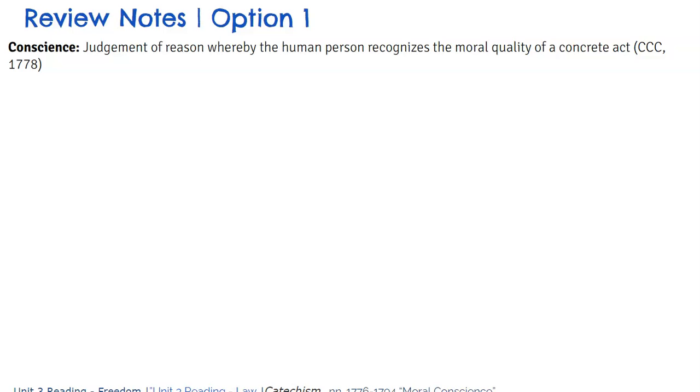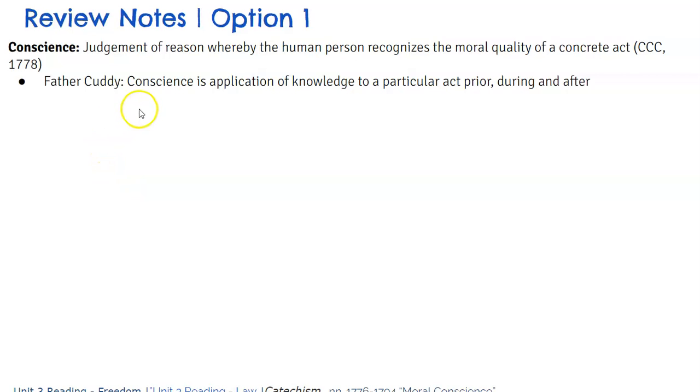We usually experience conscience a lot when we have that sense of guilt. But ideally, if you have a well-formed conscience, it should be working throughout the process of doing an action. From that little video we watched, Father Cuddy's definition was that conscience is the application of knowledge to a particular act prior, during, and after the act. So that's a nice definition. What I liked about this one is he says it's an application of knowledge.